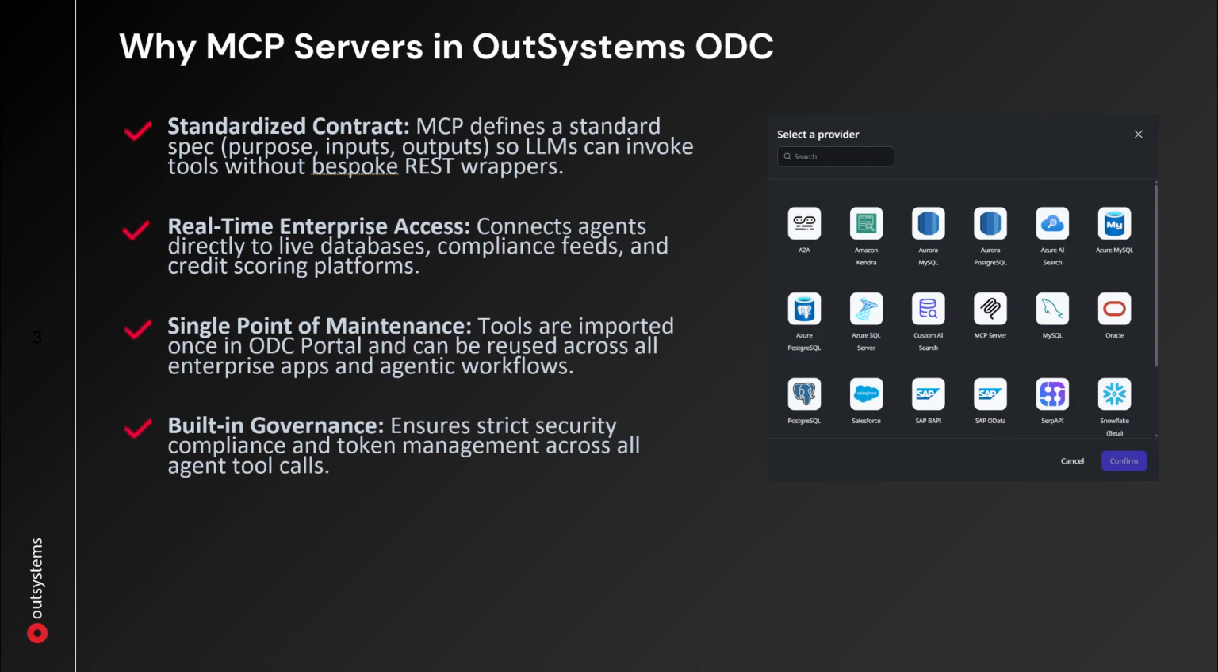While the standard frontier models are powerful, they fundamentally lack direct access to live enterprise databases and protected business capabilities without implementing some type of custom integration. MCP solves this fragmentation by defining a universal open protocol for tool specification, input validation, and execution. In ODC, these external MCP capabilities are automatically imported as strongly typed server actions, eliminating friction while giving developers a reusable single point of maintenance.